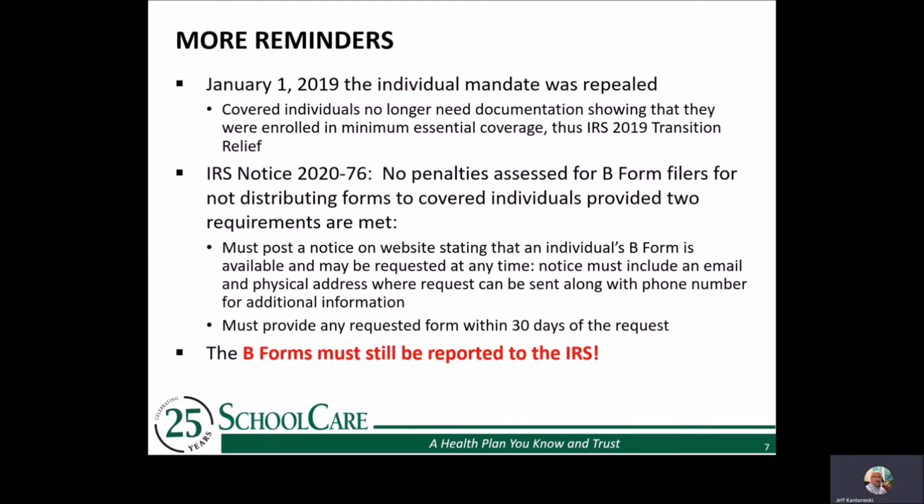This notice must include an email address and physical address where the request can be sent and a phone number where individuals can get additional information. Second, you must provide any requested form within 30 days of the request. Keep in mind that this transition relief applies only to small employers with less than 50 full-time equivalent employees and does not relieve employers of the requirement to file the B forms to the IRS by the reporting deadline.